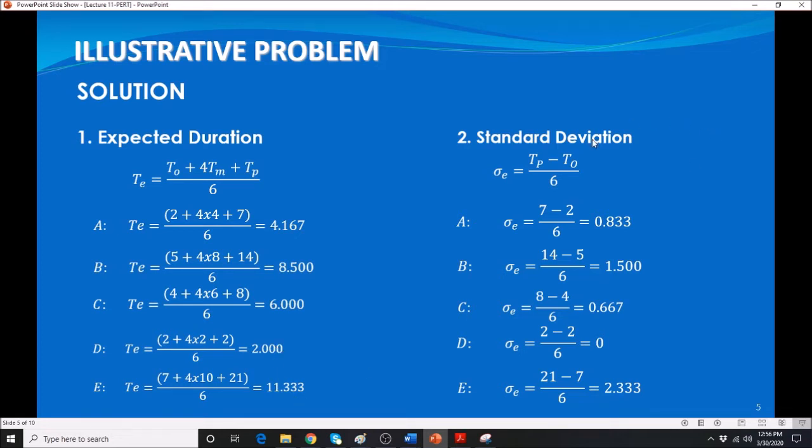In the case of the standard deviation, what you need to do is just subtract the optimistic from the pessimistic, divided by 6. Plug in those numbers, and you'll be able to get the individual standard deviations in each of those given activities. In statistics, when we say standard deviation, in technical terms, that is the tolerance. That's pretty much like a plus or minus that you can go above or below a given mean value. So that is the standard deviation.